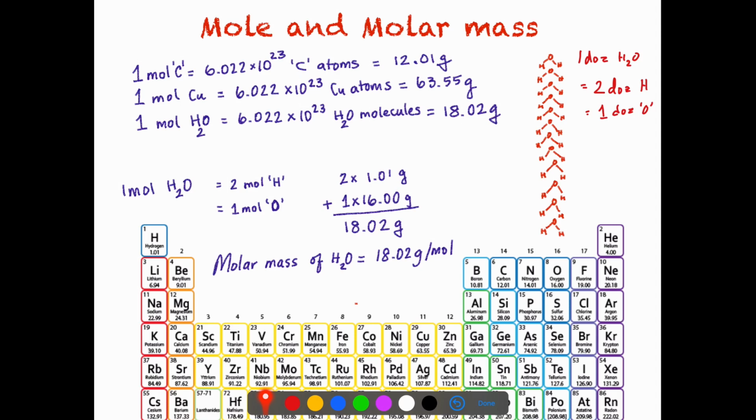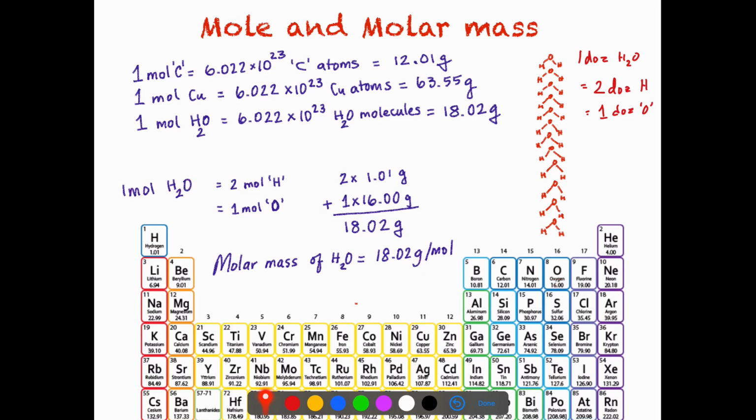So from now on, you don't have to split it out like this. Just remember how we got the 18.02 grams. You just do 2 times hydrogen's weight on the periodic table and 1 times oxygen's weight on the periodic table, and the units for molar mass will be grams per mole.